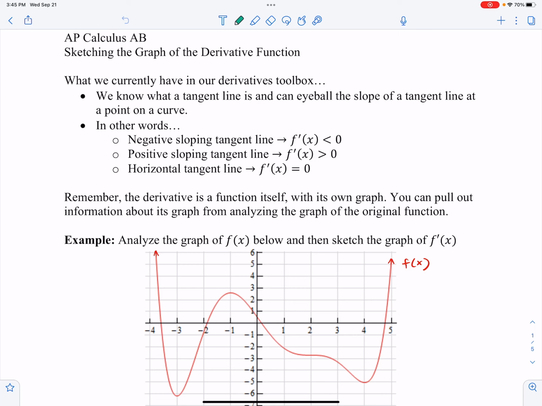Hi there. So in this video, we are going to look at sketching the graph of the derivative function. So given the graph of a function, analyzing it, and then from there, putting the pieces together to make a sketch of what the graph of its derivative function might look like. This is without knowing what the equation of the graph is, and without finding the derivative and sketching from an equation. This is analyzing a given graph in order to sketch the derivative's graph.